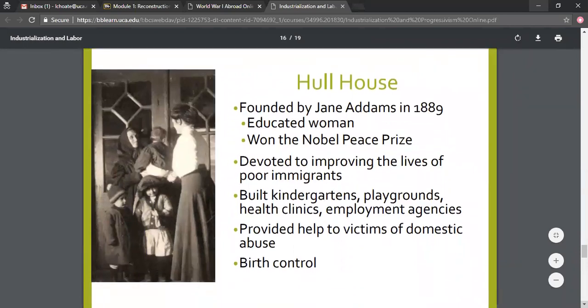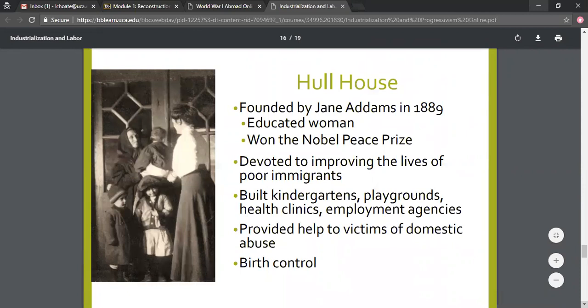Other examples of progressive mentality are found in women like Jane Addams, who founded the Hull House in 1889. Jane Addams was a very unique woman because she was highly educated and she actually won the Nobel Peace Prize for a lot of her efforts, which was unusual for a woman during her time. She would definitely be one of the progressives that was genuinely motivated by a desire to help people who were suffering. And she devoted her life to that.